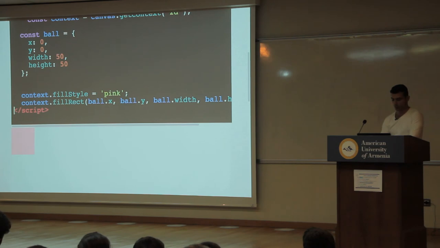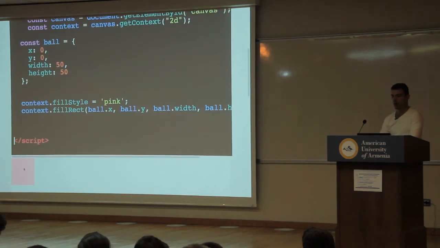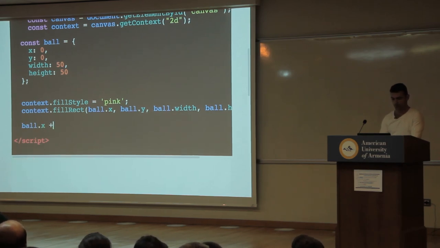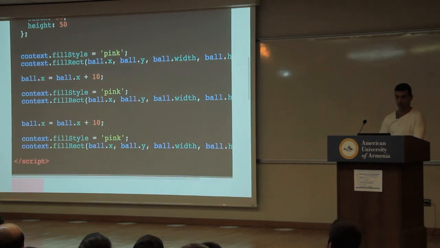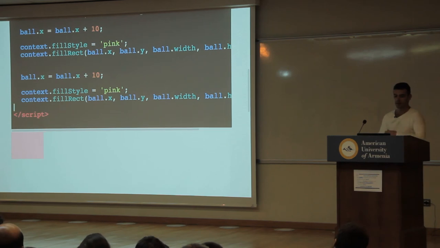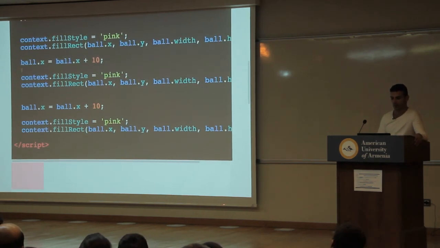All right, good. So what I want to do is I want this box to move. So I could maybe do this, ball.x equals ball.x plus 10. And then do it again. Wait, let me do that again. Okay, one problem that you see right away, think about what this code does. It draws a rectangle, then it draws a rectangle, then it draws a rectangle. If you were to draw this on a piece of paper, that's what you would get. You're drawing on top of each other, but a little bit to the right.